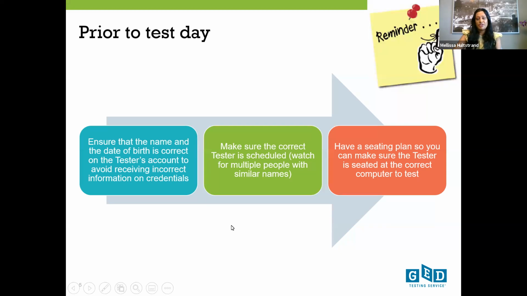It's also important to make sure that you've scheduled the correct tester. If you are one of the people who is scheduling tests for testers, that can only be done in Registration Manager, which is a system that will show you testers not just within your facility, but also throughout the United States. So there is a chance that there are other testers with the same first and last name as some of your testers. And we suggest that you have a seating plan just to make sure that the tester is seated at the correct computer to test.